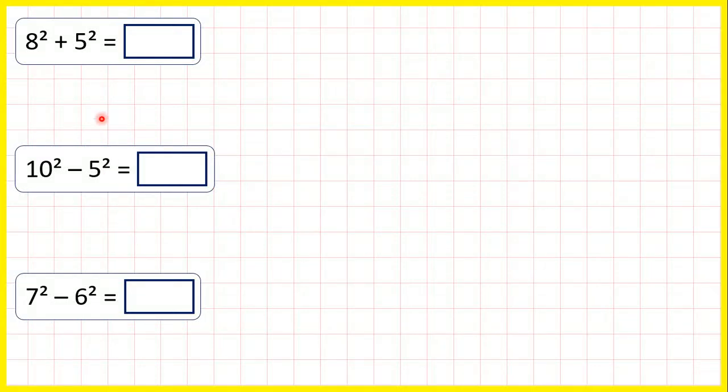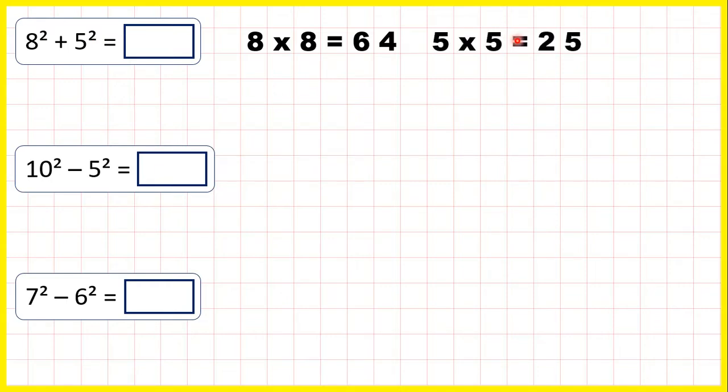Now for these questions, we're adding or subtracting square numbers. So for this first question, we have 8 squared plus 5 squared. Now this squared symbol, this little 2, means multiply the number by itself. So 8 squared means 8 times 8, which is 64. And 5 squared means 5 times 5, which is 25.